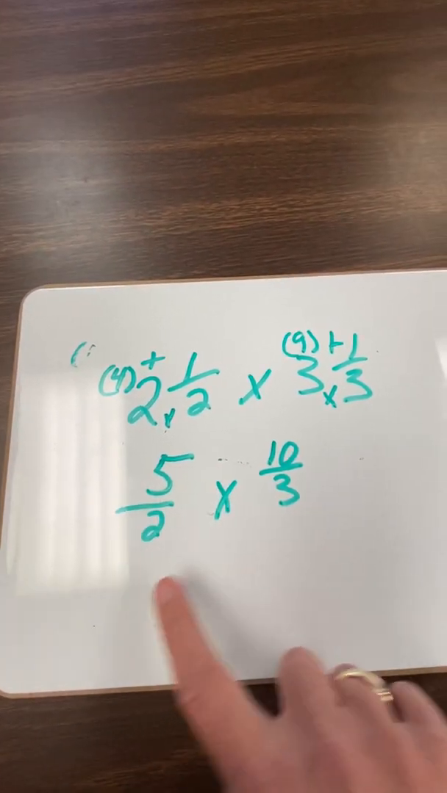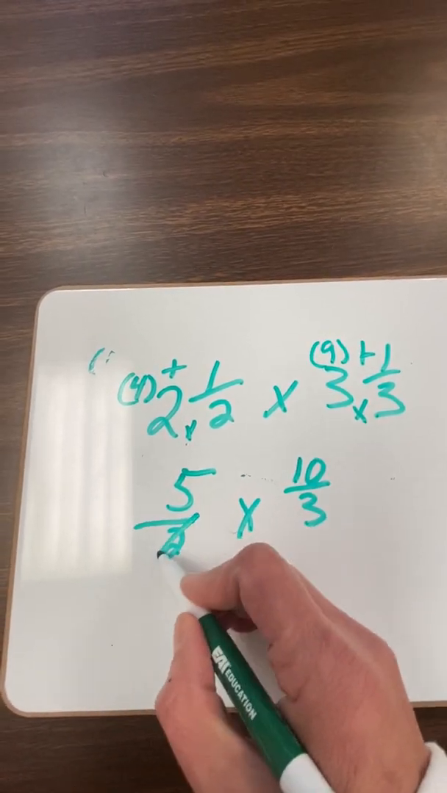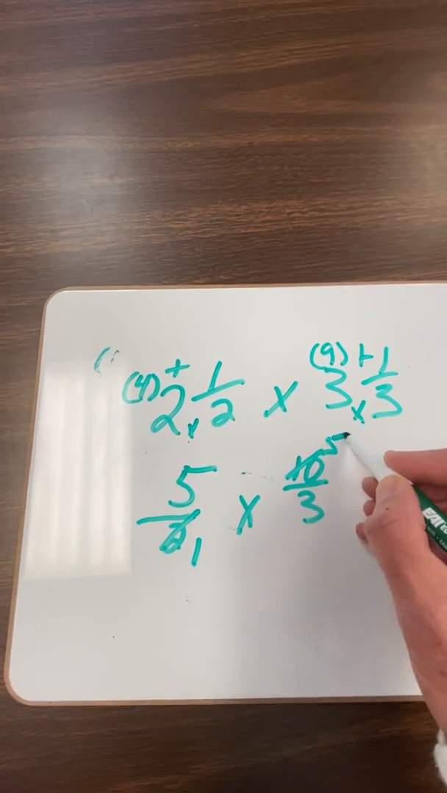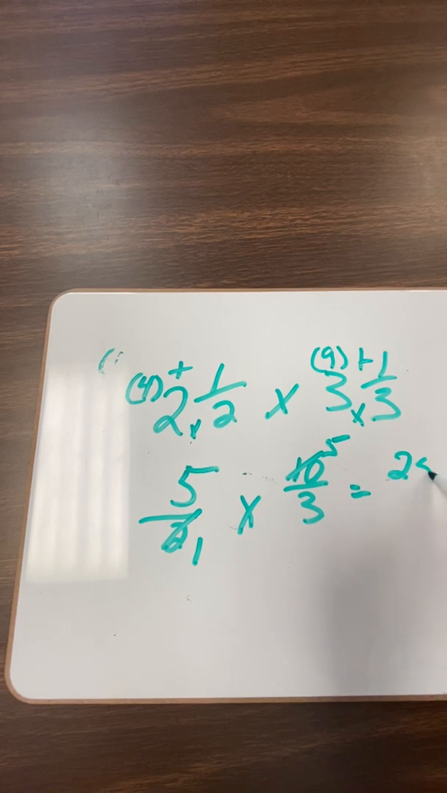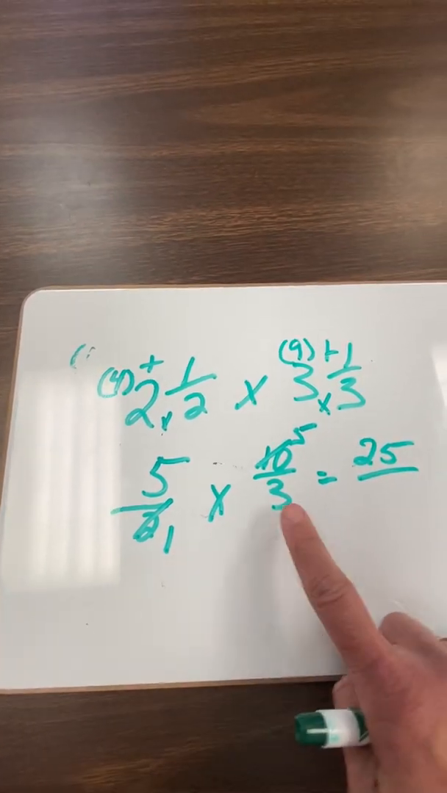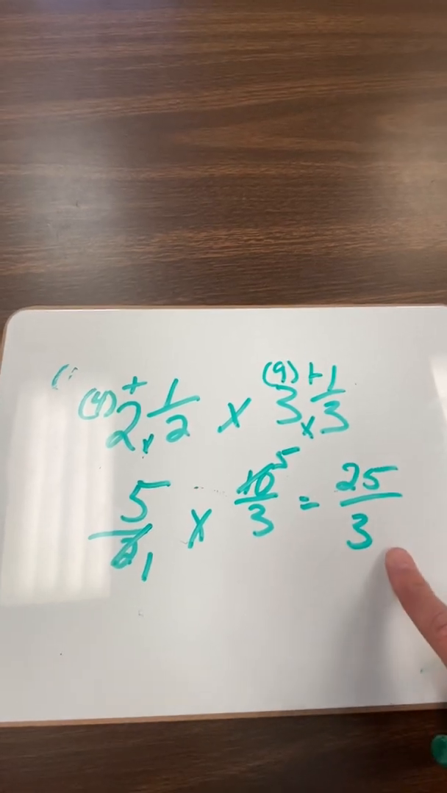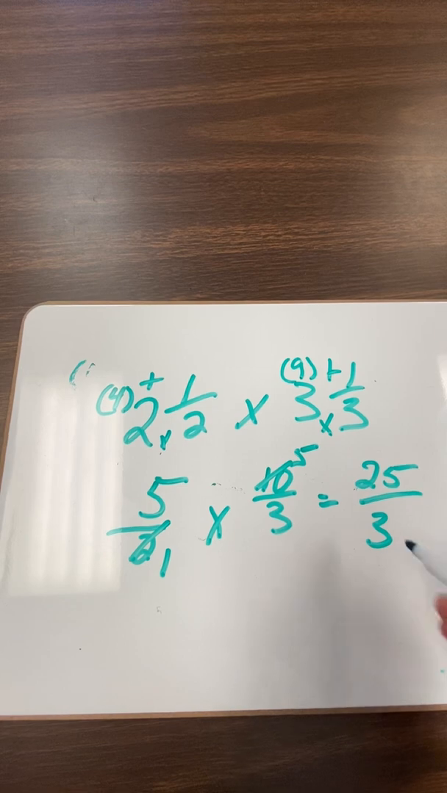Well, if you look at it, 2 can go into 10. So 2 goes into 2 one time, 2 goes into 10 5 times. So 5 times 5 is 25. 1 times 3 is 3. Okay, that's an improper fraction. So let's convert that improper fraction to a mixed number.